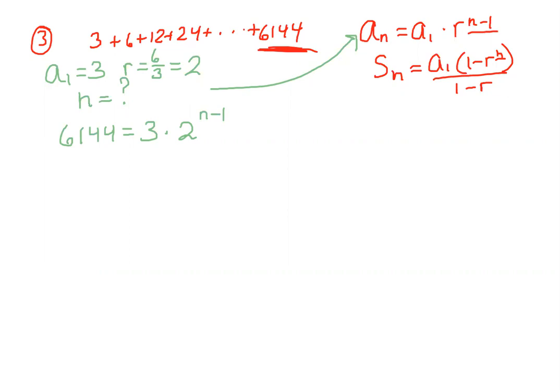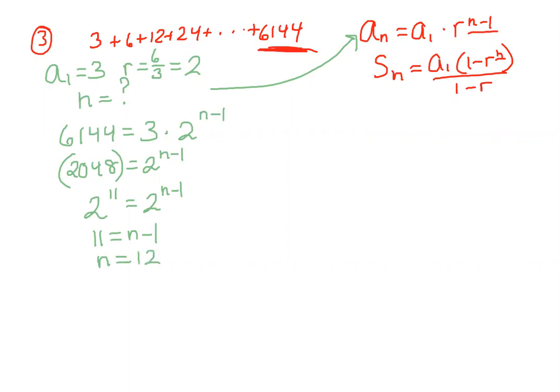So we're going to divide by 3 here, and we'll get 2,048 equals 2 to the n minus 1. So there's a couple things you can do here. We can solve this exponential equation by using logs. We've done that before, but n has to be a whole number. So you know that this must be 2 to some power. So you could just figure that out. And if you do, this is 2 to the 11th power. So that tells us that 11 equals n minus 1 and n equals 12. So this is the 12th term.